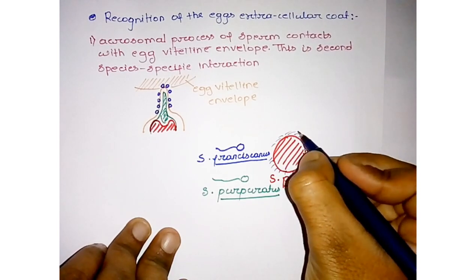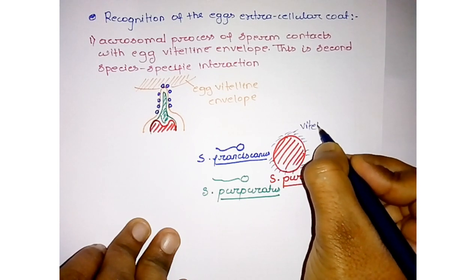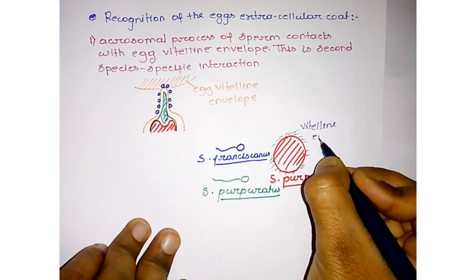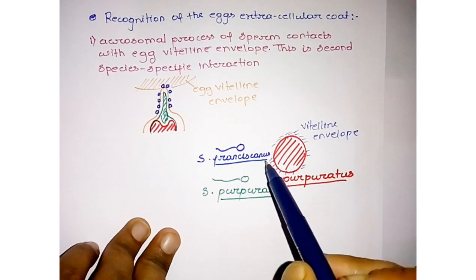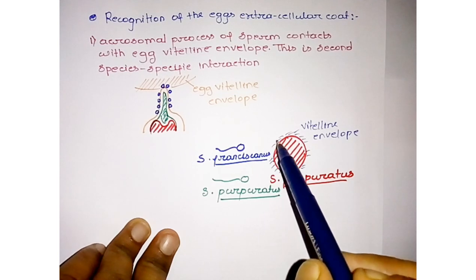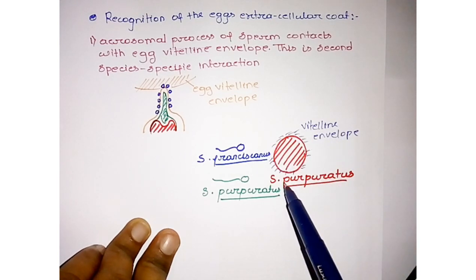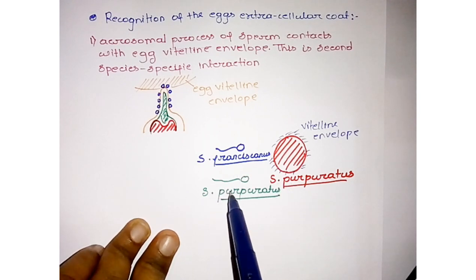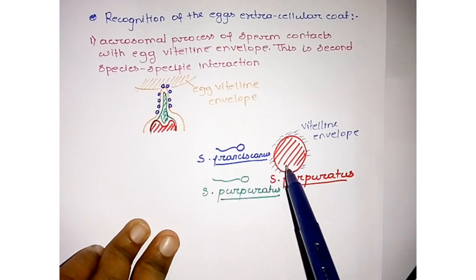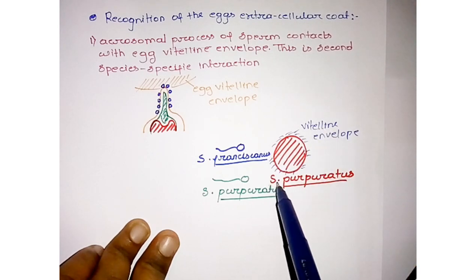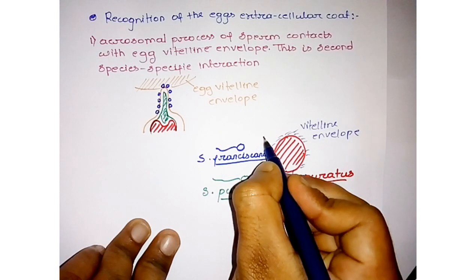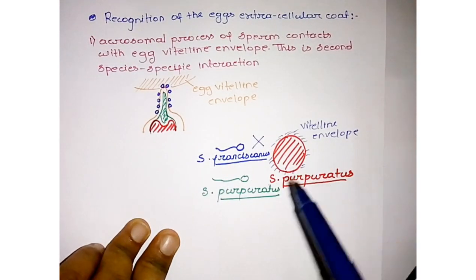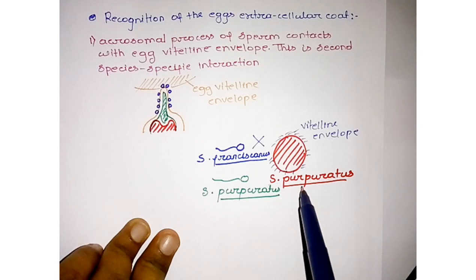Vitelline envelope. So S. franciscanus cannot bind with the vitelline envelope of S. purpuratus. Only the same species sperm can bind with the vitelline envelope of S. purpuratus. So S. franciscanus cannot bind with the egg vitelline envelope of S. purpuratus.